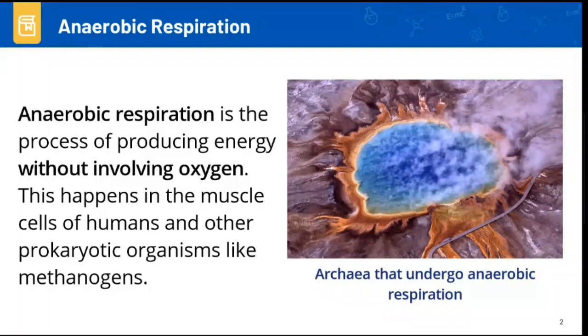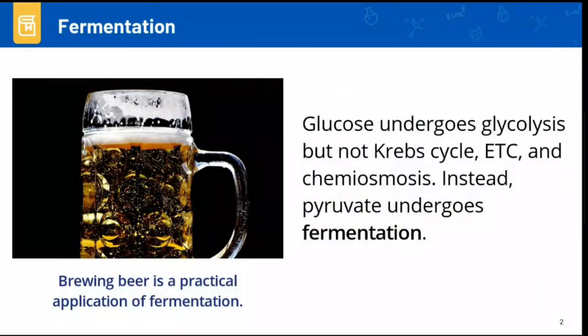Now, another way that an organism gives energy without involving oxygen is through this process called fermentation. In your fermentation, the glycolysis happens in which glucose is broken down into pyruvate. However, your pyruvate does not enter the Krebs cycle nor the electron transport chain. Instead, it undergoes fermentation and becomes lactic acid or alcohol.